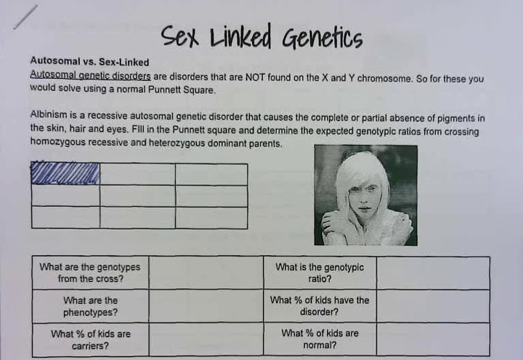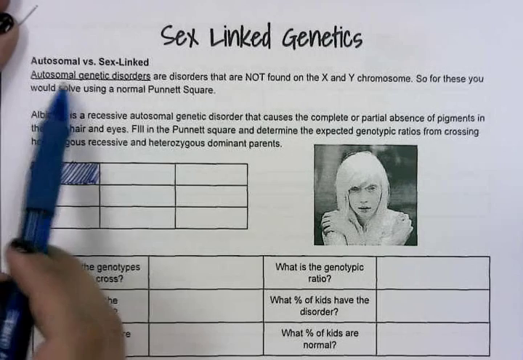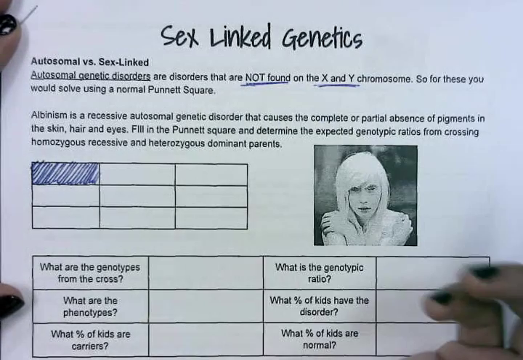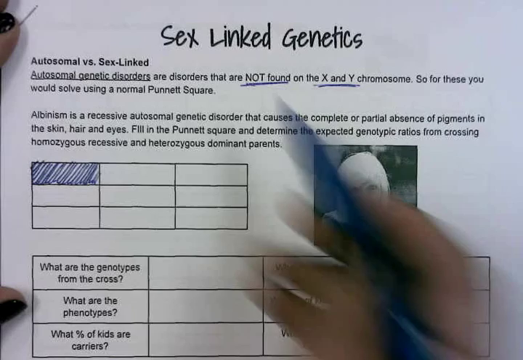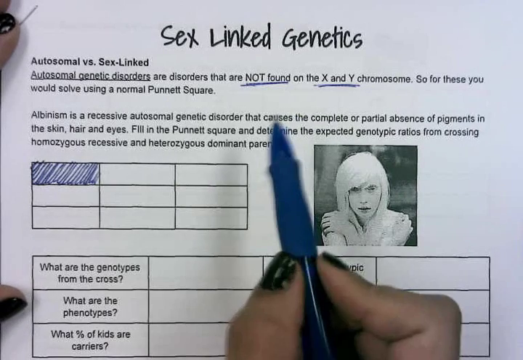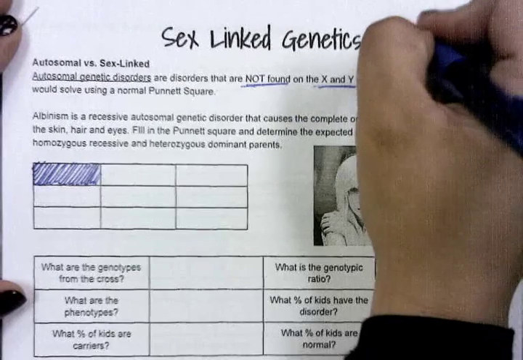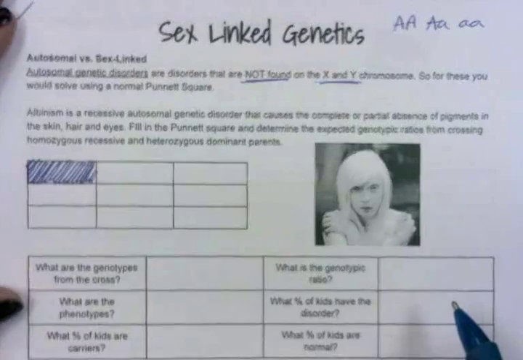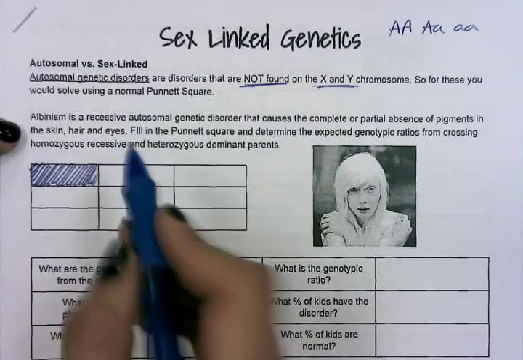Okay, so what we're going to start off with is going over the difference between an autosomal Punnett square and a sex-linked Punnett square. Autosomal genetic disorders are ones that are not found on the X and the Y chromosomes. So we haven't talked about X and Y chromosomes yet. So an autosomal trait is just the normal things that we've been learning, like homozygous dominant, heterozygous, and homozygous recessive. So albinism is a recessive autosomal genetic disorder.